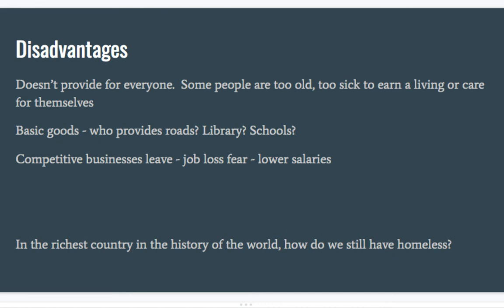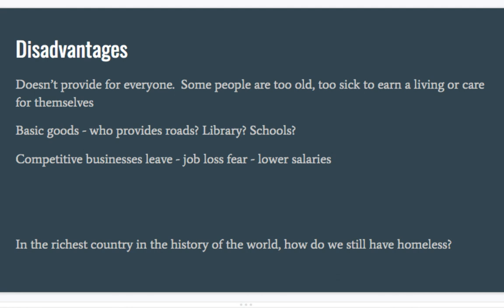Disadvantages, of course, are that it doesn't provide for everyone, meaning some people are too old or too sick to earn a living and care for themselves. Basic goods, who supplies them? The roads, the schools, the libraries. That's where I say, even though in the United States we have some aspects of socialism based off of what we've done before, we have a system where we all pay taxes, and that tax money is then brought back to the government, where we provide the roads, the schools, and the libraries.